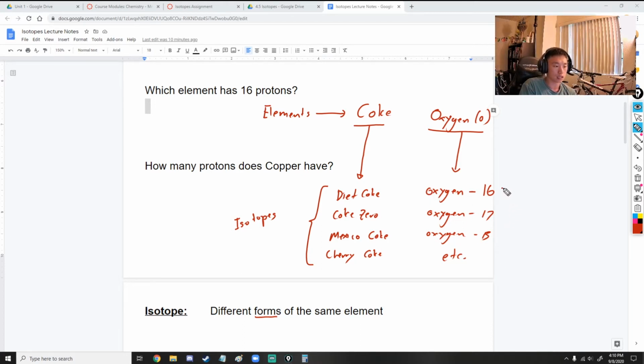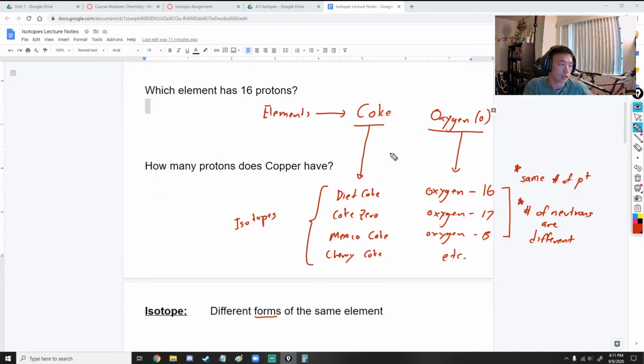The key thing to remember is that all of them, since they're still oxygen, have the same number of protons. Now what makes them different? What makes them different is the number of neutrons. Make sure that you write this down. These are probably the two most important things for today. Different isotopes have the same number of protons, but the number of neutrons are different.